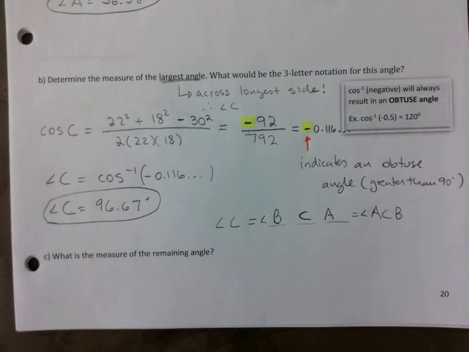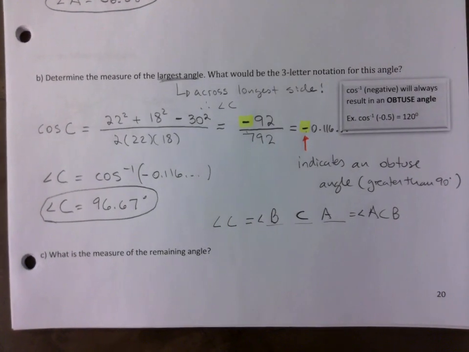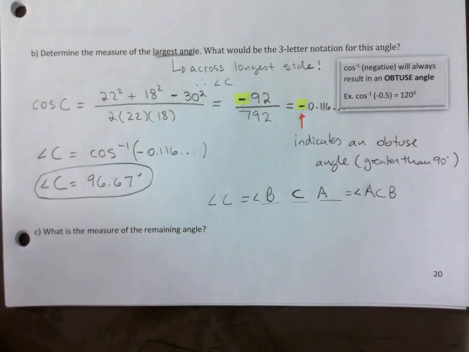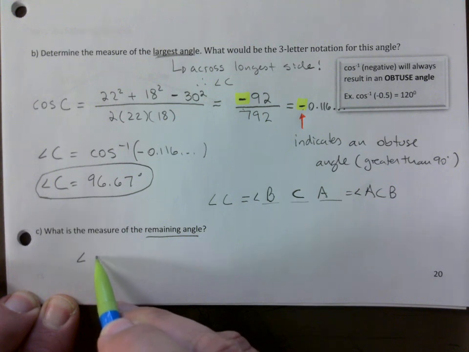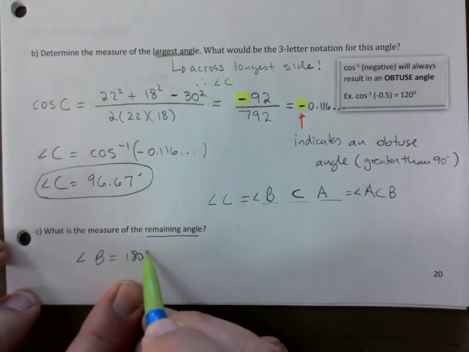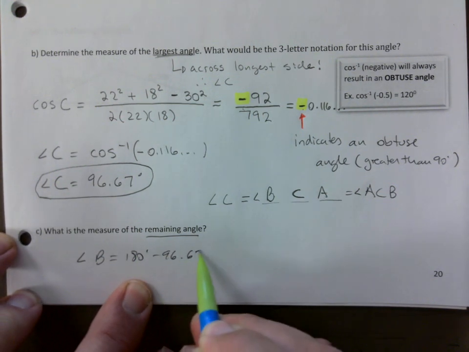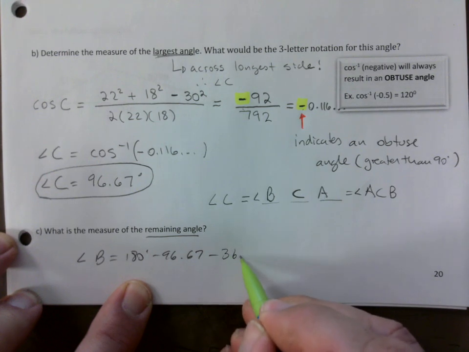If you have troubles with the negative, I'm going to give you some time to work with this. You talk to me: I can't do the negative, how do I do it with my calculator? I'll be more than happy to help you with that. Last but not least, the remaining angle. That would be angle B. I'm just going to go 180 minus 96.67 minus 36.58.